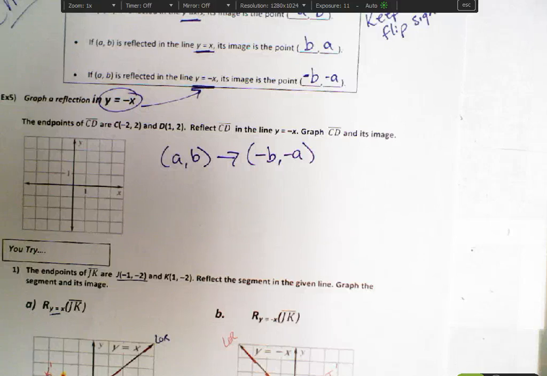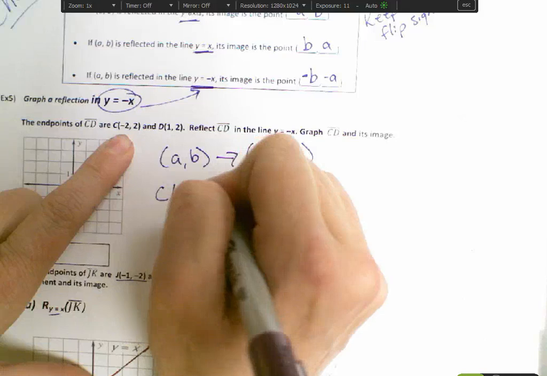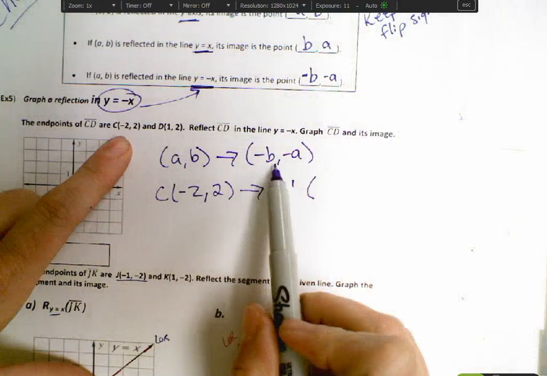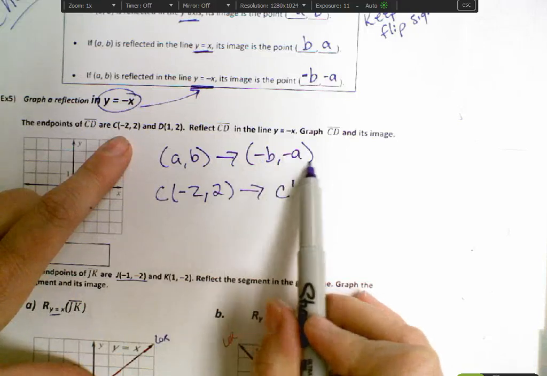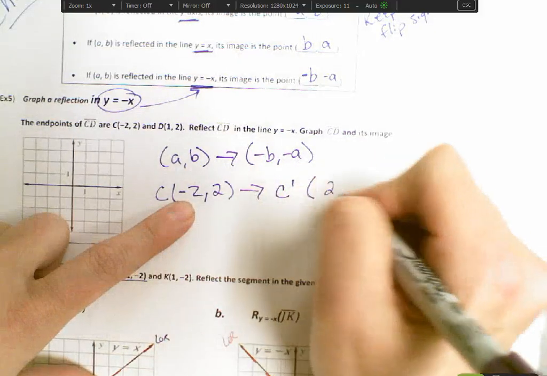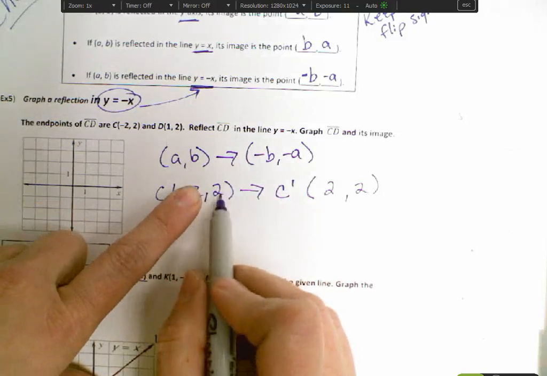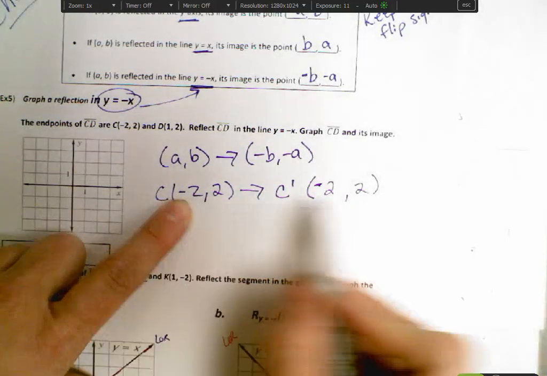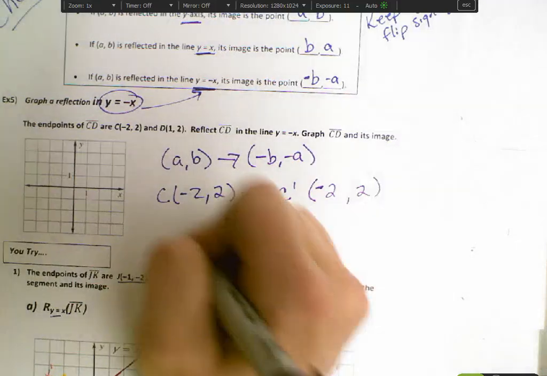They're the same values. So if I'm given the point C, which has (-2, 2) as its point, I'm mapping to C prime, I need to switch the signs and the position of a and b. So I switch the position of a and b, well, they're both 2, and I switch the sign. b was positive, it becomes negative. a was -2, it becomes positive. That is C and C prime.